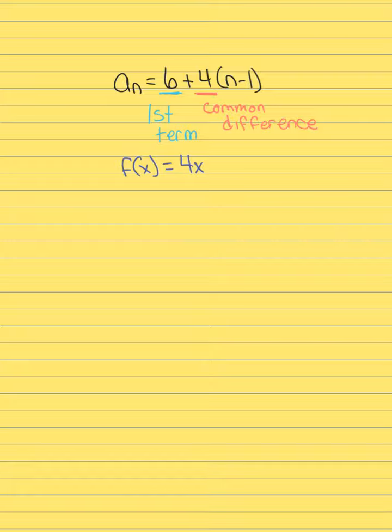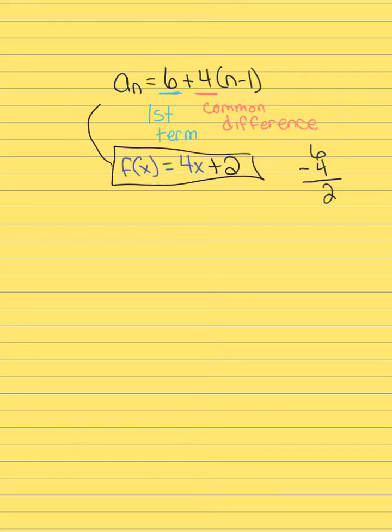Now another thing that I know is that the first term minus my common difference, in this case the first term is 6 minus my common difference, which is 4, is equal to my y-intercept. So 6 minus 4 equals 2. It's a positive 2, so I can just write plus 2. This is the function notation for this arithmetic sequence.